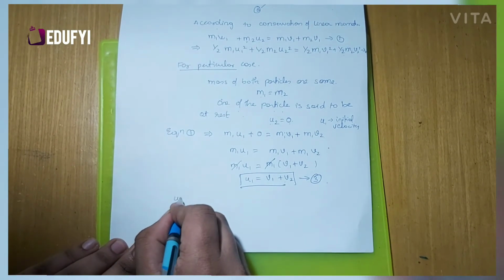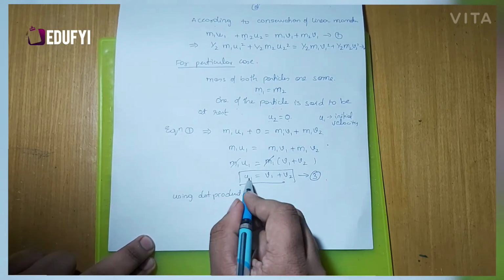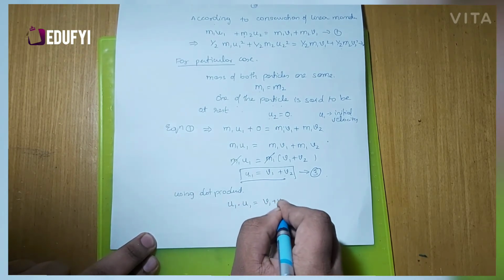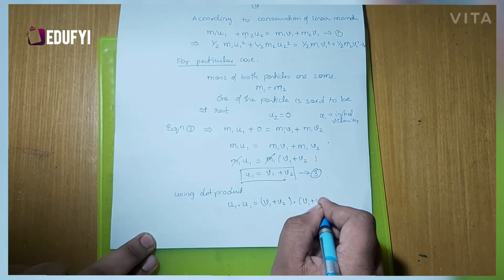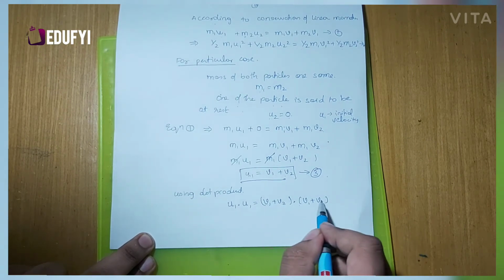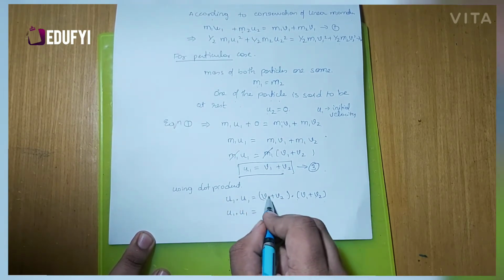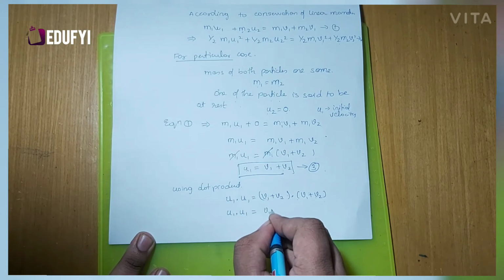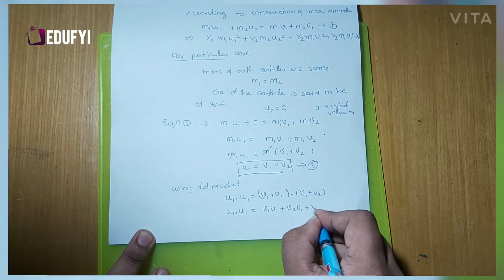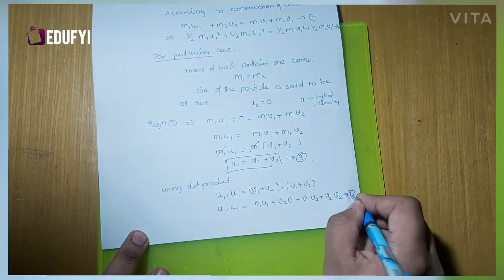Now let us use the dot product. We will multiply u1 with u1 itself. So you get u1 dot u1 is equal to v1 plus v2 dot v1 plus v2. We are multiplying u1 with u1 itself, so v1 plus v2 will also get multiplied with v1 plus v2. Multiplying term by term, you get v1 dot v1 plus v2 dot v1 plus v1 dot v2 plus v2 dot v2. Consider this as the fourth equation.